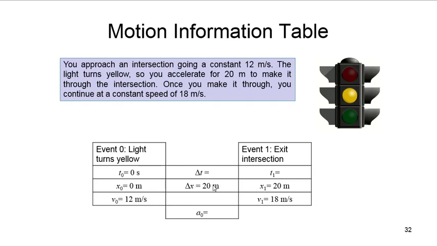That's my displacement. And this doesn't even have a question. It's not asking you anything. Maybe they could ask you, how long did it take you to get through the intersection? Or maybe they would ask you, what was your acceleration? We know you're accelerating because your velocity is changing from 12 to 18. So maybe they might say, what's your acceleration? And this would be the thing you solve for. Or they could say, how long does it take you? And this would be the thing you solve for.